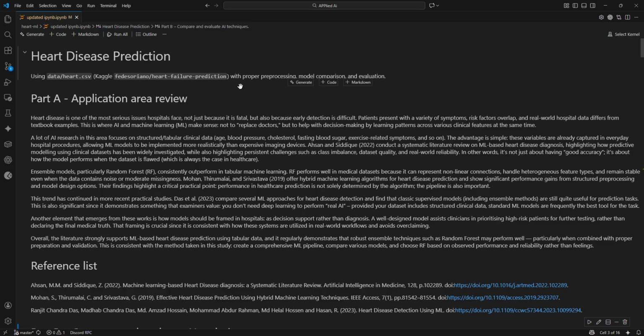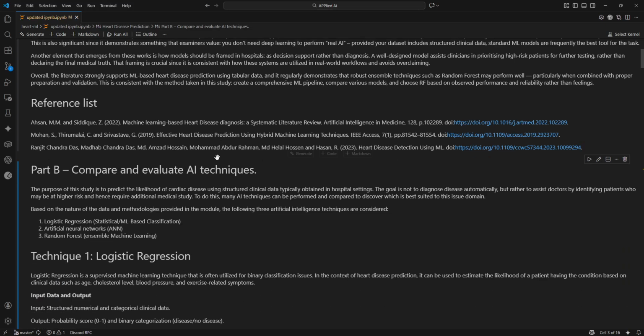Hi. This video demonstrates my heart disease prediction system implementation using a random forest model. I will walk through the dataset, processing steps, model implementation, evaluation results, and explain why this technique was chosen.